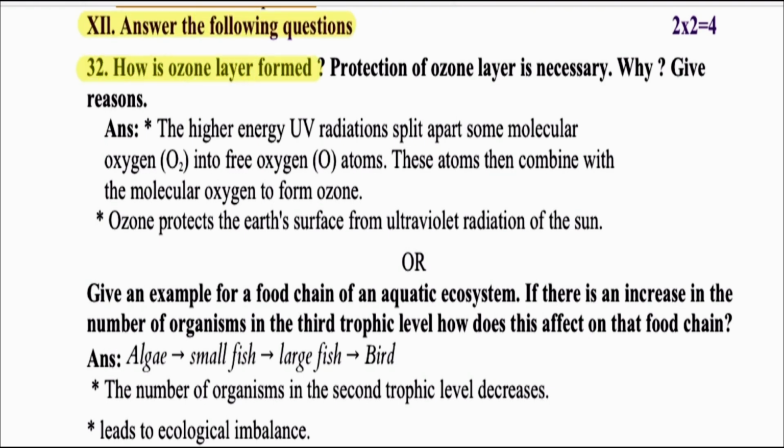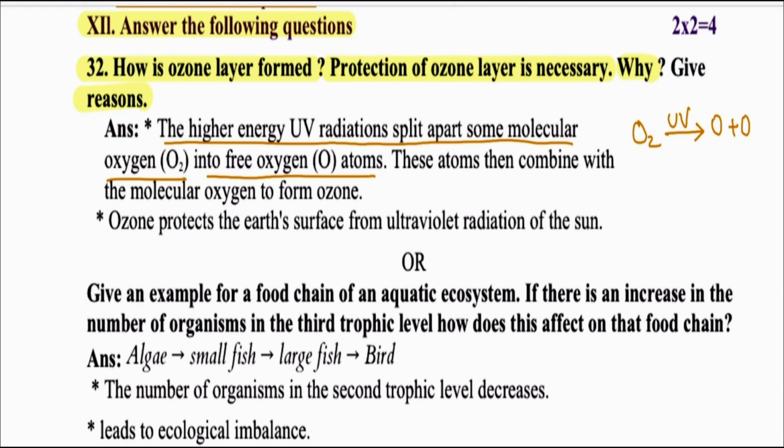Question number 32. How is the ozone layer formed? Protection of the ozone layer is necessary. Why? Give reasons. Answer is, the higher energy UV radiation splits apart some molecular oxygen O2 into free oxygen O. See here, the oxygen molecule gets split by UV into oxygen atoms, and then one of the oxygen atoms reacts with an oxygen molecule to form O3, which is ozone.